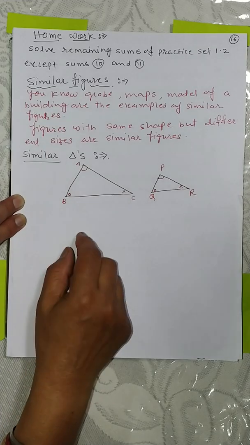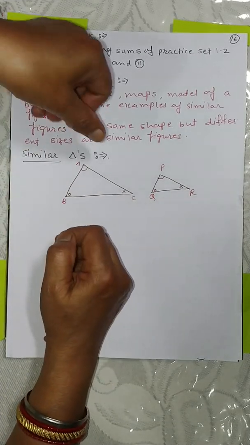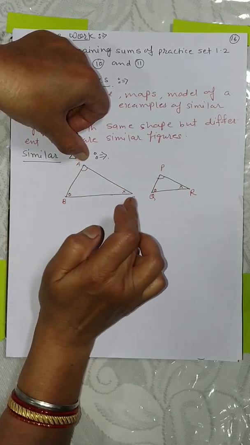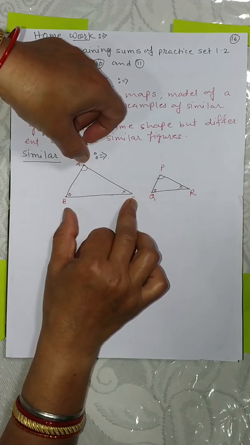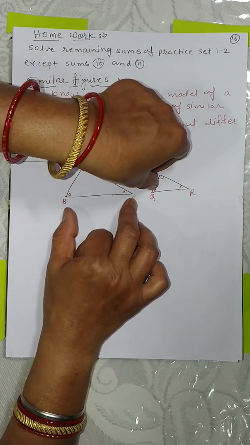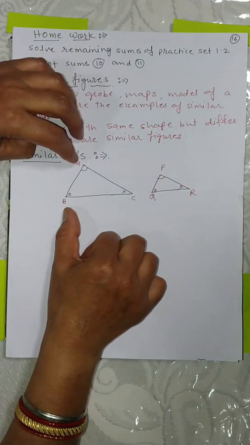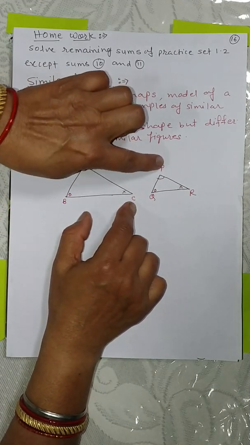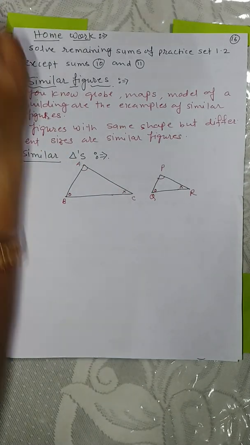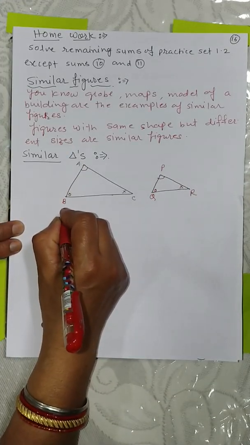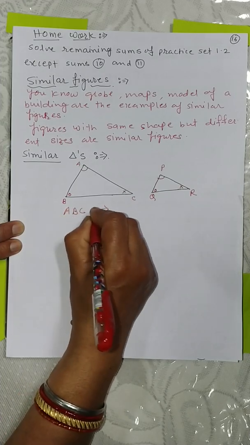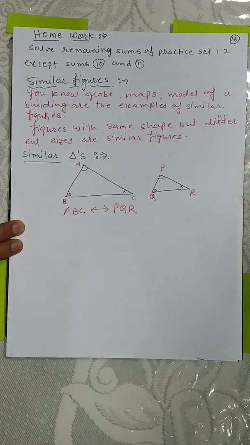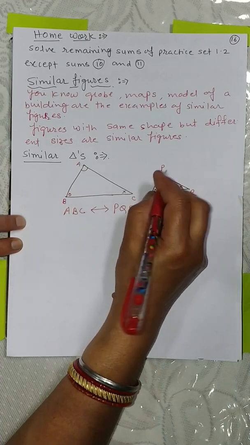So here the correspondence between the vertices is, if we start from this vertex of triangle ABC, so A, B, C. Here angle A is congruent to P, B congruent to Q, C congruent to R, and therefore one correspondence is A, B, C corresponds to P, Q, R. This is the 1-1 correspondence between the vertices. So ABC corresponds to PQR.